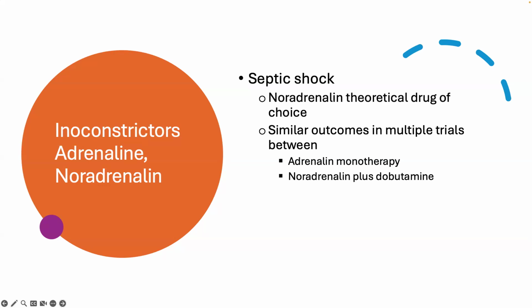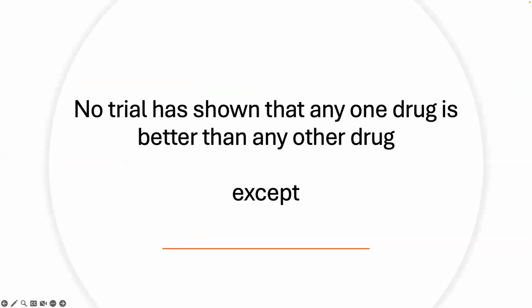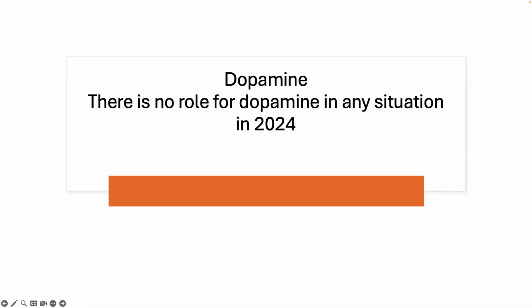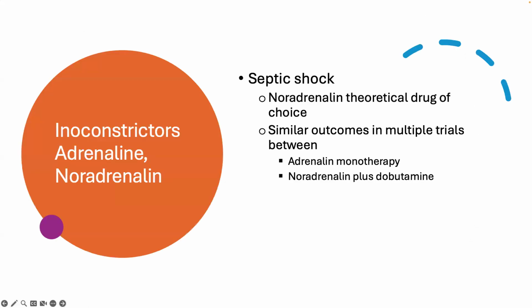Noradrenaline plus dobutamine will get you to the same as adrenaline monotherapy. If we just go back to this slide, if you take noradrenaline and you add dobutamine to it, you'll see you basically drop your systemic vascular resistance to a certain extent. You'll add inotropy to it, and you'll get then back to a place which is very similar to adrenaline. So then either would be adrenaline monotherapy or noradrenaline plus dobutamine in septic shock.